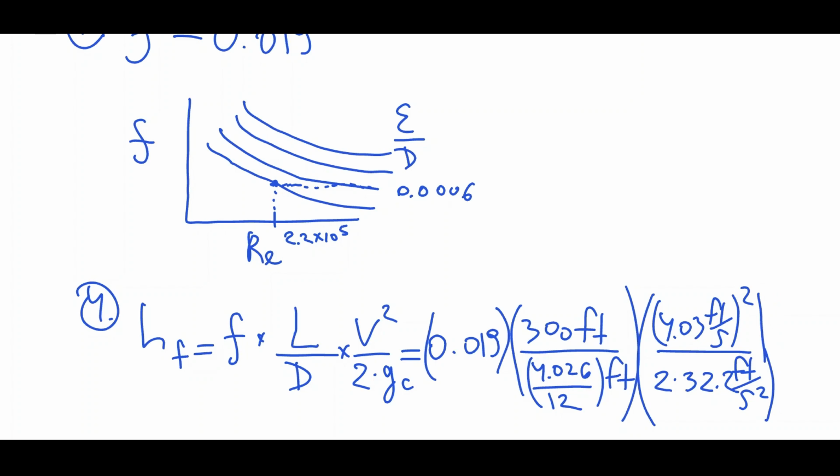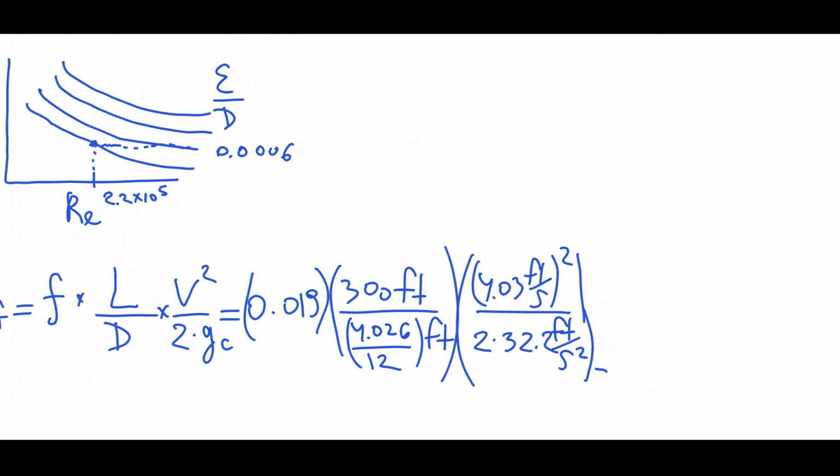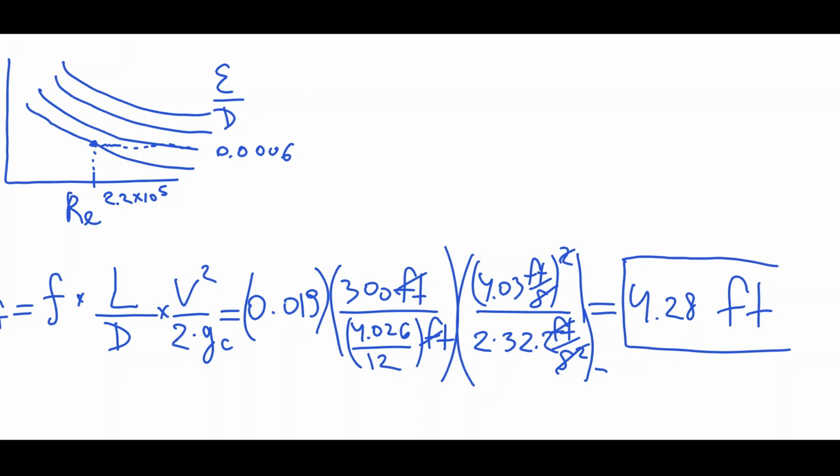So once we do this calculation, our units will be in feet. And you can clearly see this because these units will cancel out. Feet will cancel out. We'll have feet left, and second squared will cancel out with second squared. And you should get 4.28 feet as our final value for friction loss.